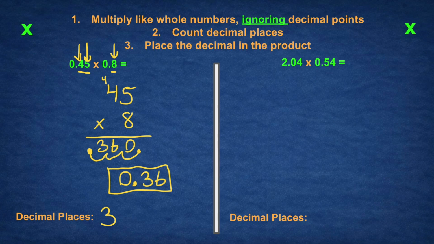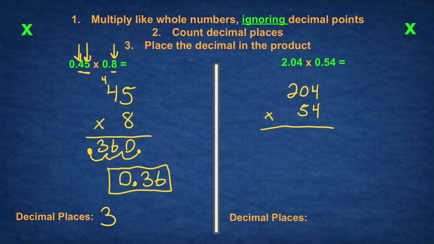Let's look at our second example. We're going to multiply once again as if they're whole numbers. So I've got 2.04 and I've got 0.54. I'm going to multiply this as if it's 204 times 54. Ignore the decimal points. So we're going to do 204 times 54.